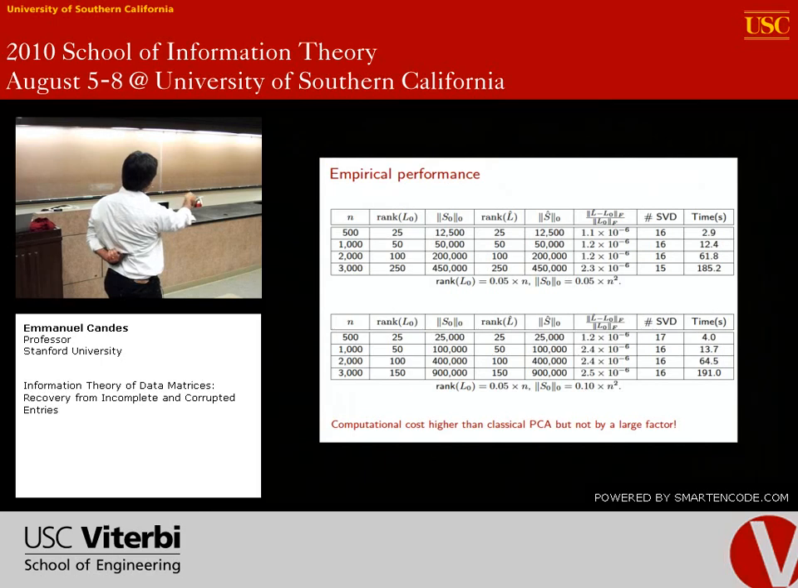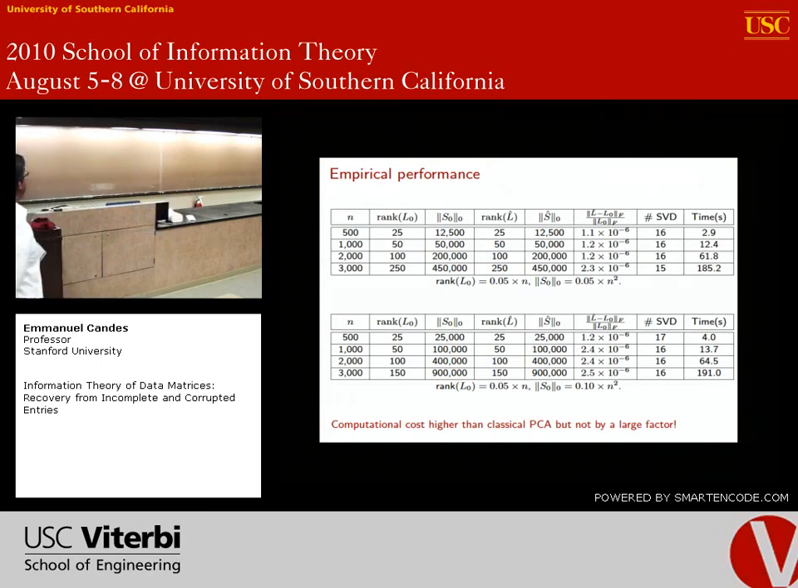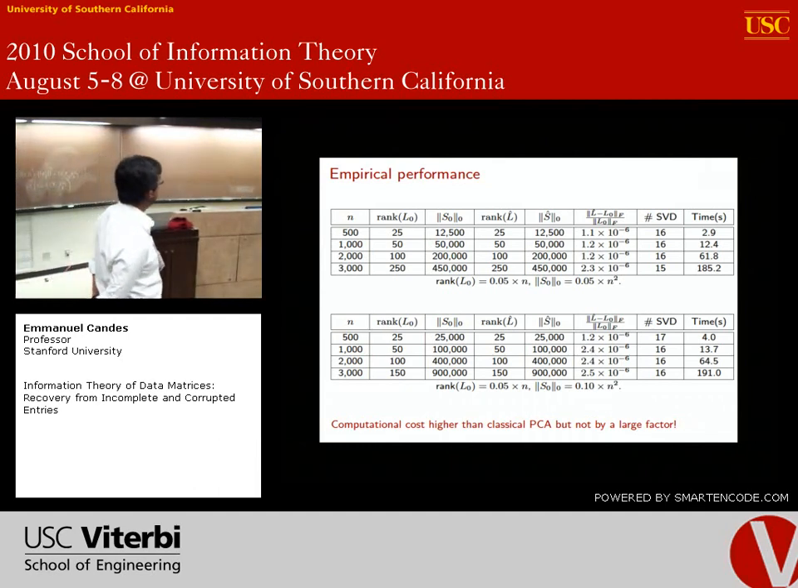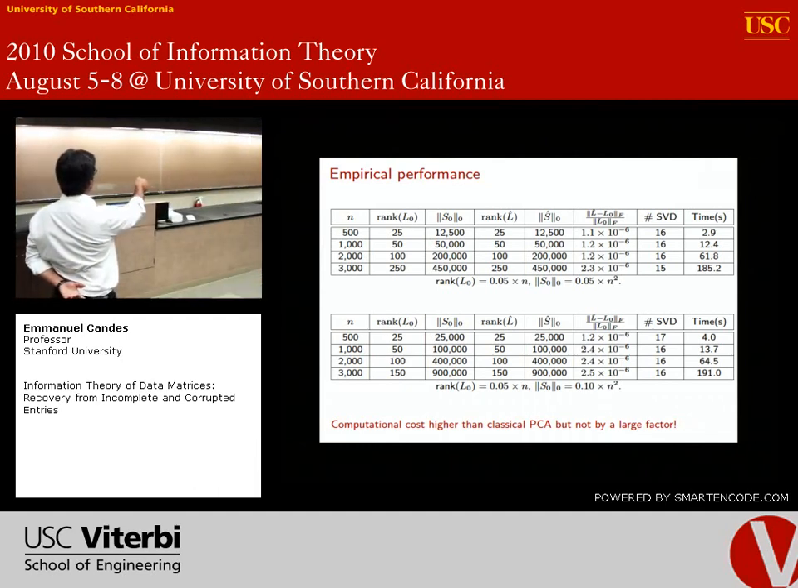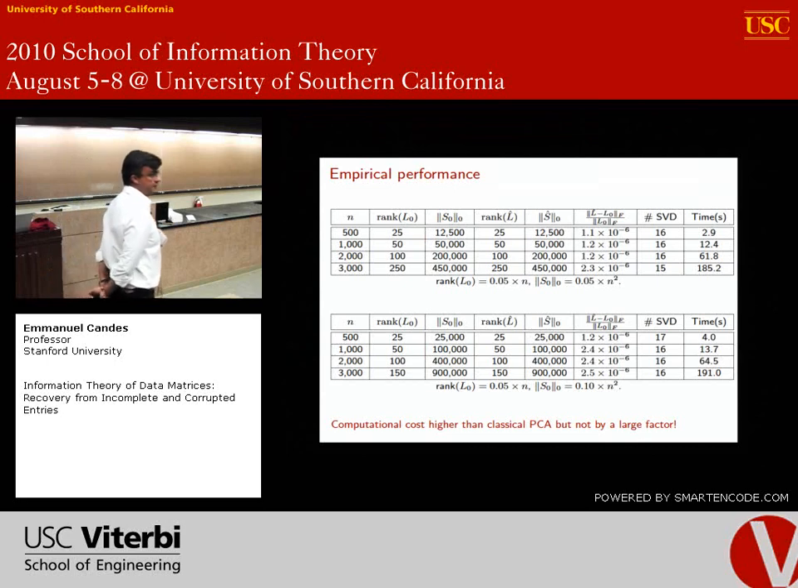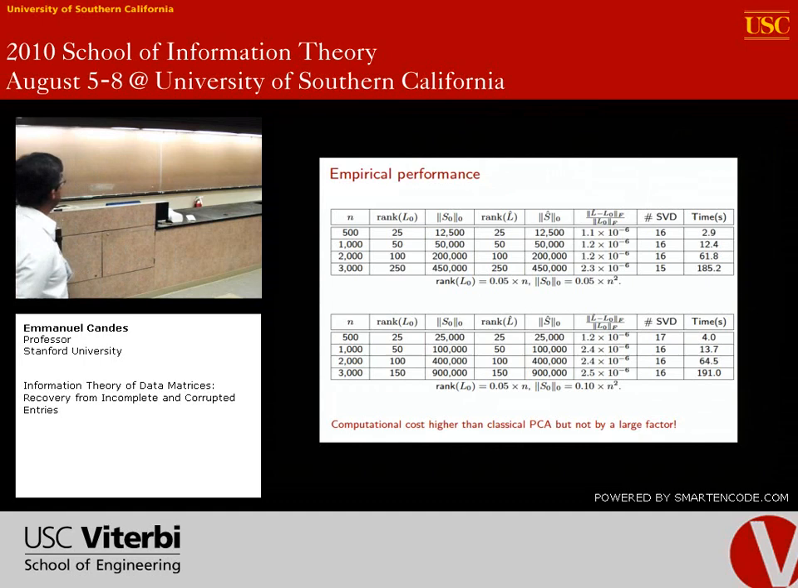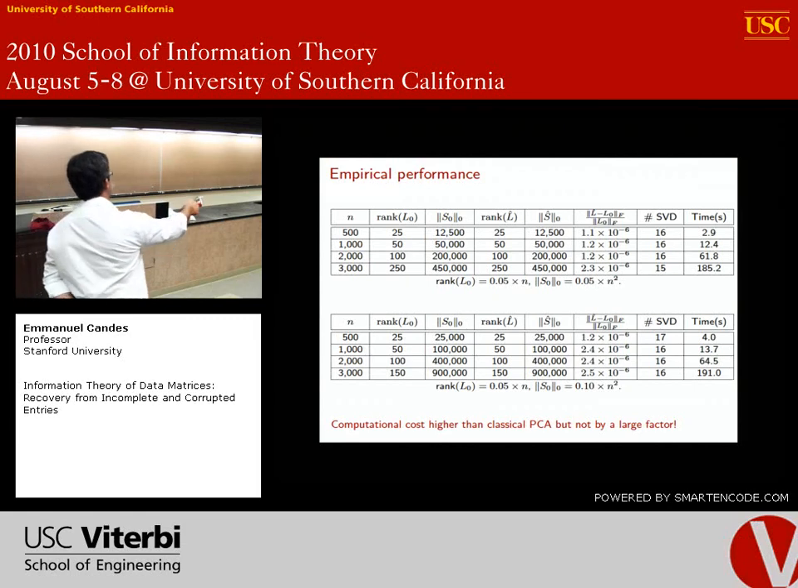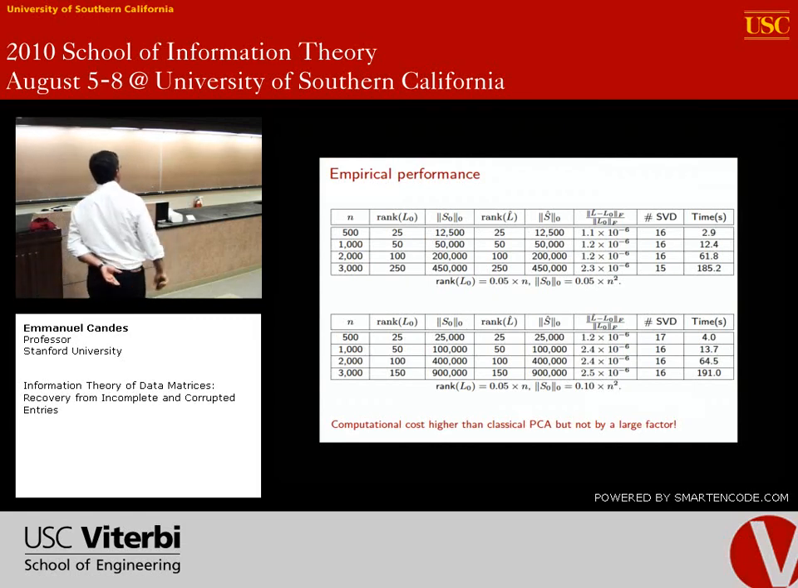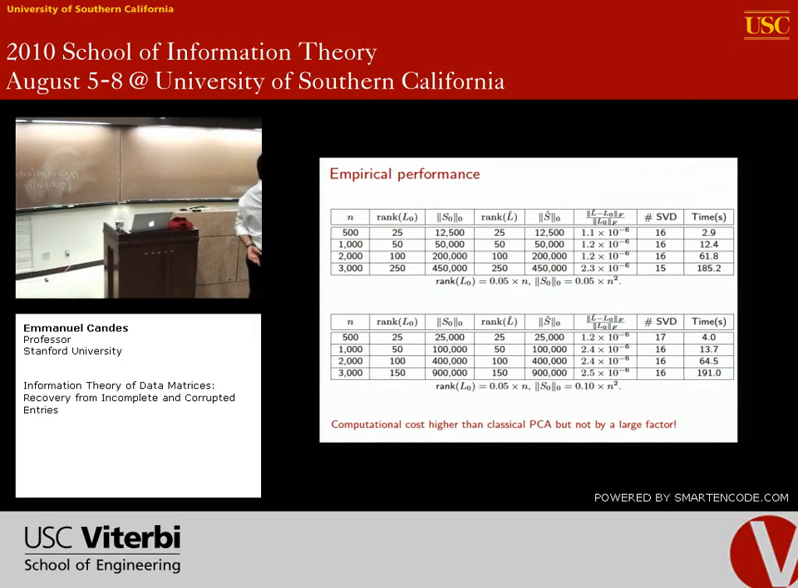So we have a matrix of size 1,000 by 1,000. It is a sum of a low rank matrix of rank 50, of which I messed up 100,000 entries. And now I'm going to run this principal component pursuit algorithm. I'm going to get an L hat and an S hat. The rank of L hat is 50. The number of non-zero coefficients in S hat is 100,000. The relative error is 10 to the minus 6. And we can compute this in 13 seconds on a laptop.